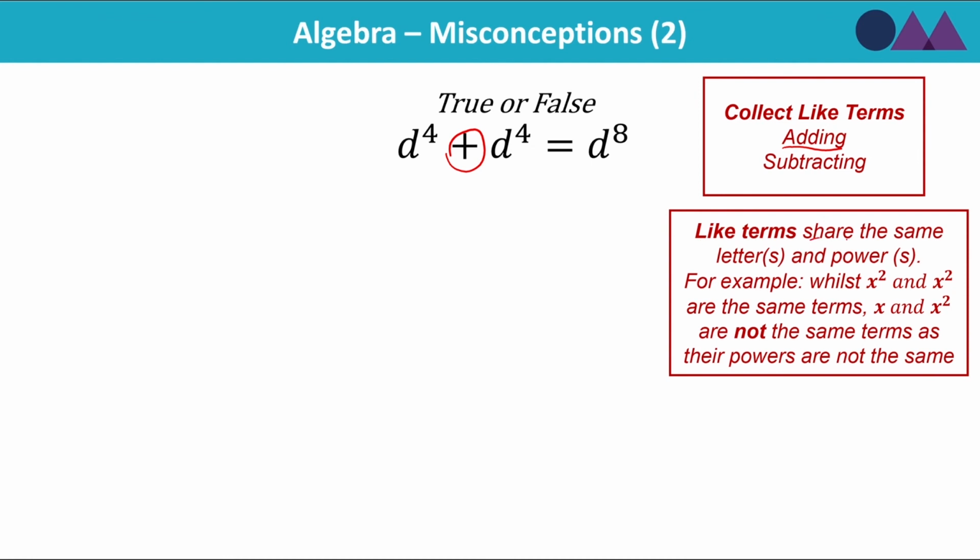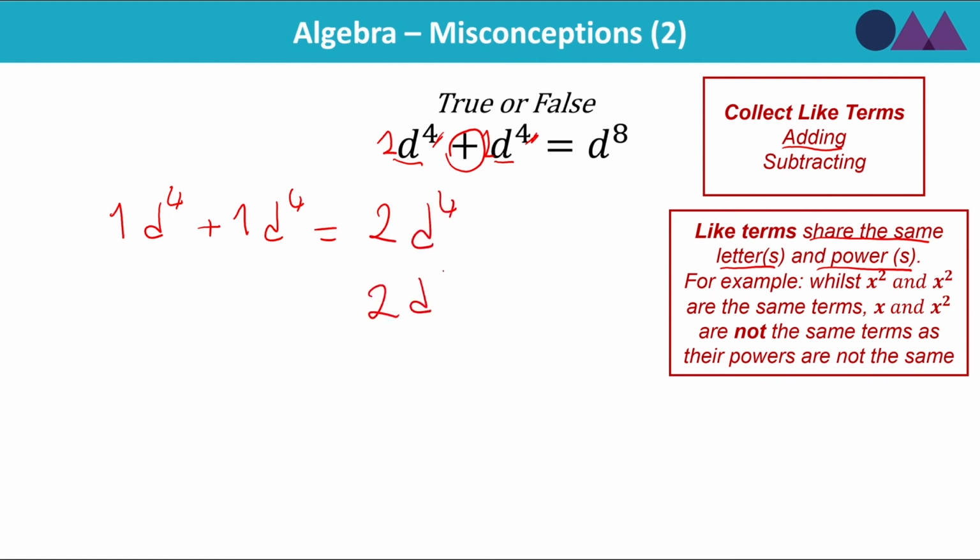And like terms share the same letters and powers. Let's check the letters are the same and the powers are the same. Also remember guys, there's a hidden 1 in front of letter terms. So 1d to the power of 4 plus 1d to the power of 4 makes 2d to the power of 4. Be careful, it doesn't make 2d to the power of 8. If you collect like terms, never ever change the value of power. So this is wrong, all right?